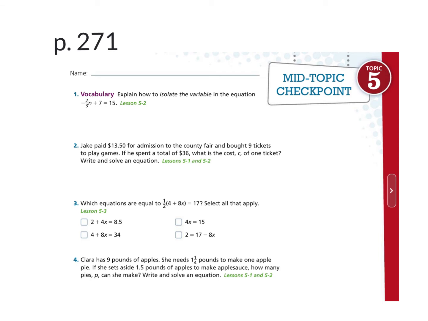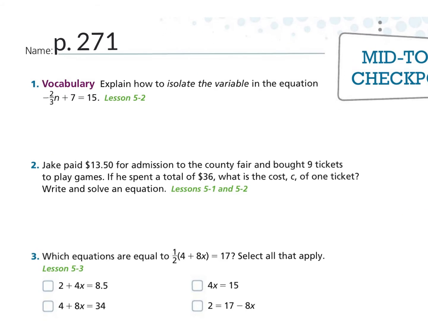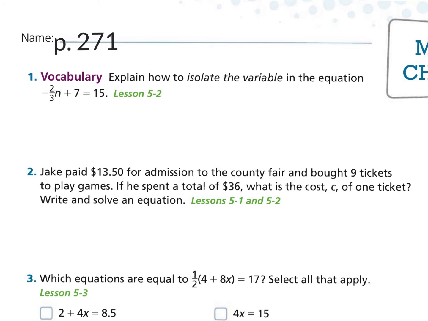Page 271 is the mid-topic checkpoint. Number 1, explain how to isolate the variable in the equation negative 2/3 n plus 7 equals 15. So isolating the variable would mean that we are solving for the variable. Basically, we're getting just the variable by itself, and not only just getting the variable term by itself, but we're actually figuring out, in this case, what n is equal to.